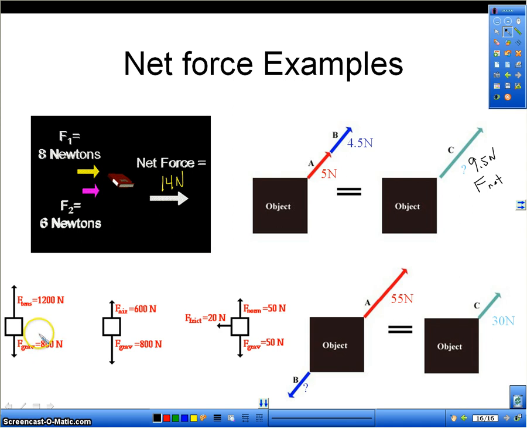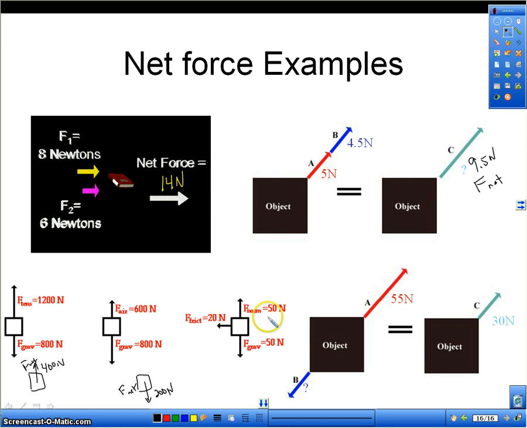In this case, you have 1200 up and 800 down. If I were to redraw that box, my net force would be an upward 400 newtons, because it's 1200 minus 800. That would be my net force on that particular object. In this case, 800 down and 600 up would give me a net force of 200 newtons downward, or negative 200 newtons, is another way you can say that.